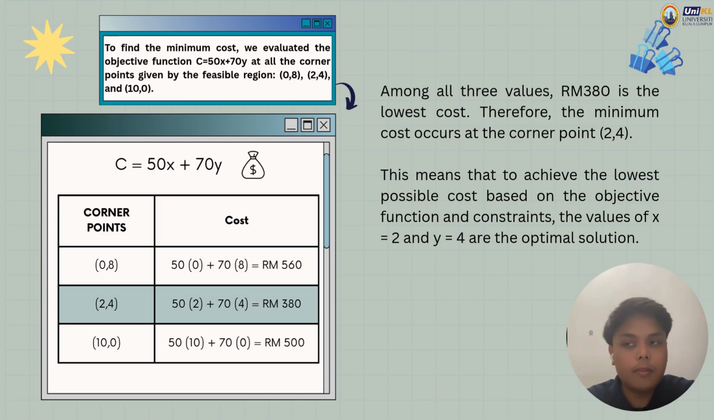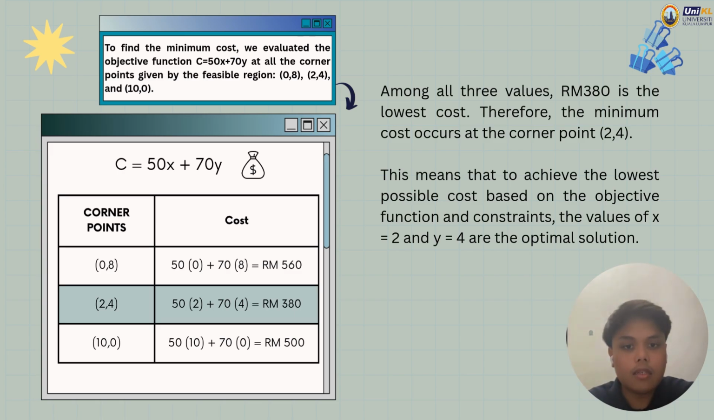Step 2, plug in the corner points. Remember earlier, we found 3 important corner points from the feasible region. First corner point, x equal 0, y equal 8. Second corner point, x equal 2, y equal 4. And the last corner point, x equal 10, y equal 0. Now we substitute each of these points into the objective function to calculate the cost. Step 3, do the calculation together. Let's calculate each one.